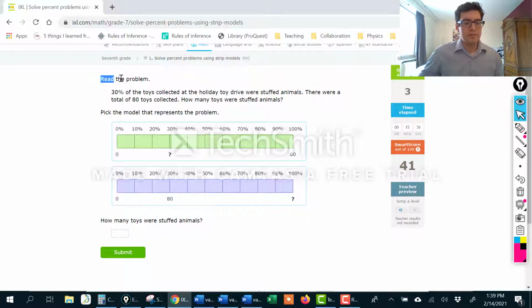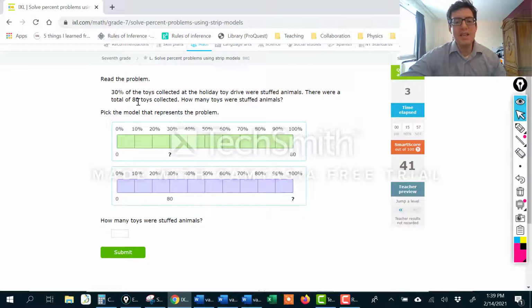Let's do another one here. Read the problem. I guess too many students have been trying to do their IXL without reading the problem, so now I have to remind you. 30% of the toys collected at the holiday toy drive were stuffed animals. There were a total of 80 toys collected. How many toys were stuffed animals?